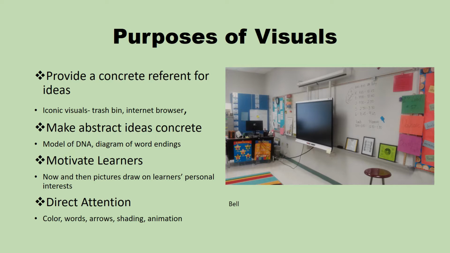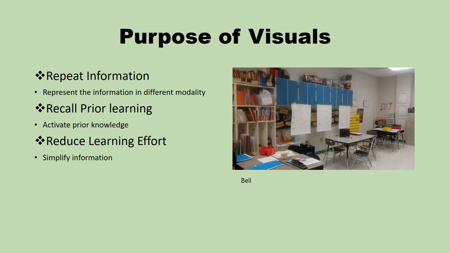Many texts use colors, words, and arrows, and they highlight the important ideas that they want you to know with different shadings, bold print, and animation. Visuals can be used to repeat information. If you're teaching something, you can tell the students, you can write it down, and then you can use a visual so that the children are able to see it in a different way.